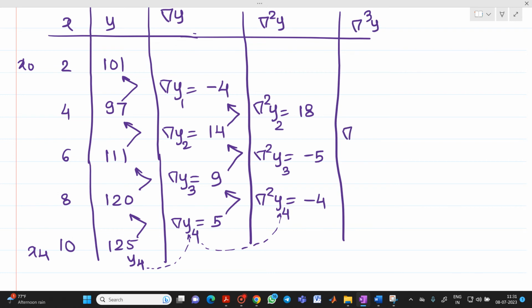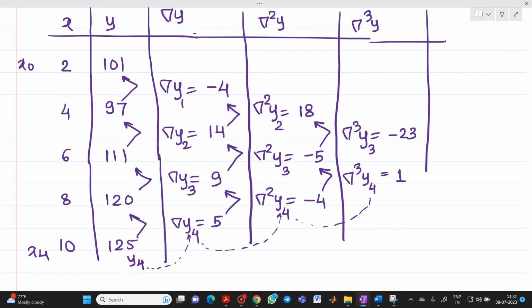Next is del cube of y. This del cube of y will be equal to minus 5 minus 18, so it will be minus 23. And del cube of y, here obviously this suffix you have to take, so 4, here it will be 3, minus 4 minus of minus 5, so you will get the answer as 1. And the last term is del raised to 4 y4, which is 1 minus of minus 23, which comes out to be 24.